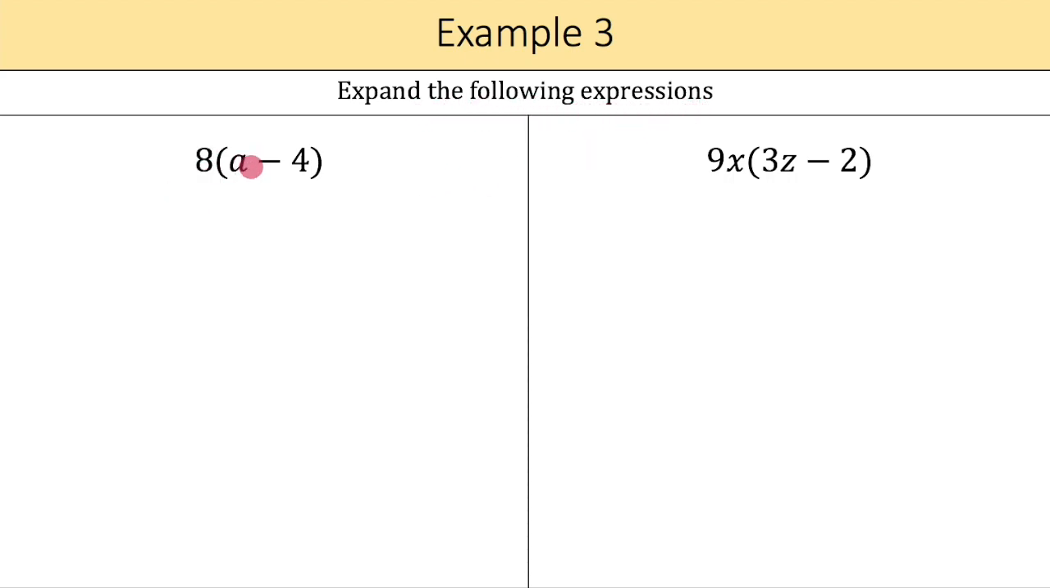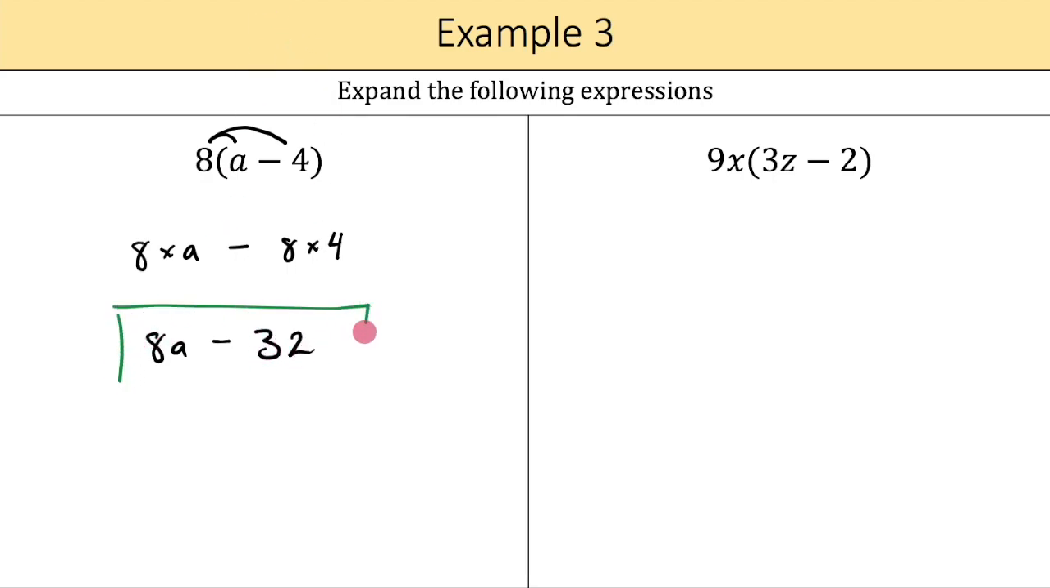And here we have 8(a minus 4). So I'm going to distribute out this 8, and I'm going to be left with 8 times a, and then minus 8 times 4. I know that 8 times a is 8a. Then I have this minus, and 8 times 4 is 32. So that is going to be my answer to the first one.